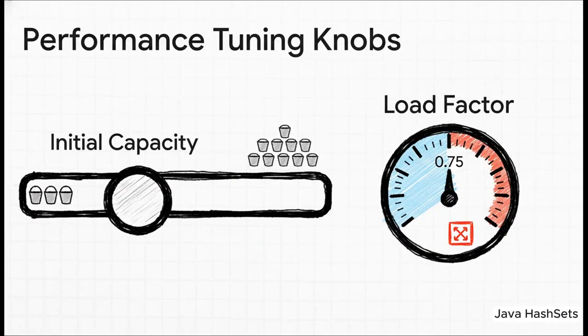Now, the good news is you do have a little bit of control. Think of these as two performance tuning knobs. The initial capacity is just how many buckets the HashMap starts with. If you know you're going to have a ton of items, setting this high from the start can save you from a bunch of costly resize operations later. Then there's the load factor, which is basically a threshold that says when the map is this percent full, it's time to resize. The default of 0.75 is usually a pretty good balance.